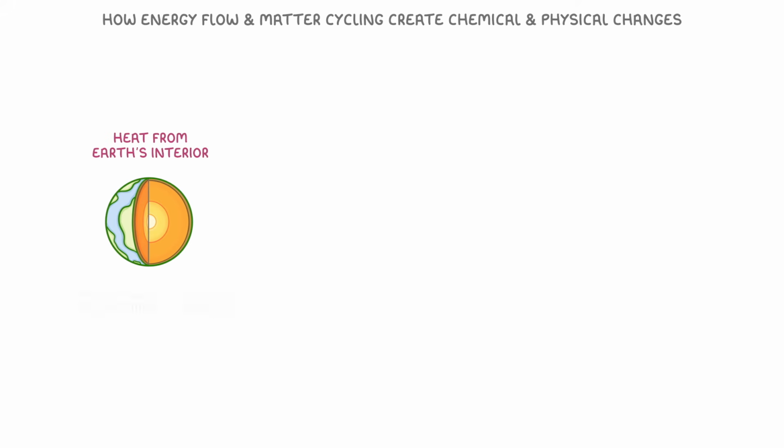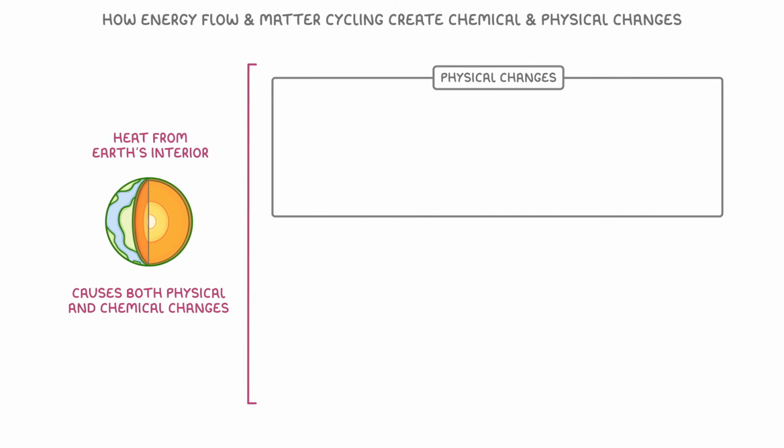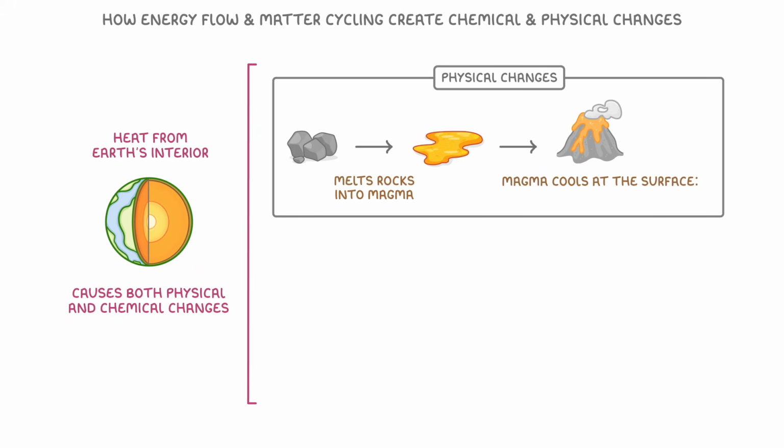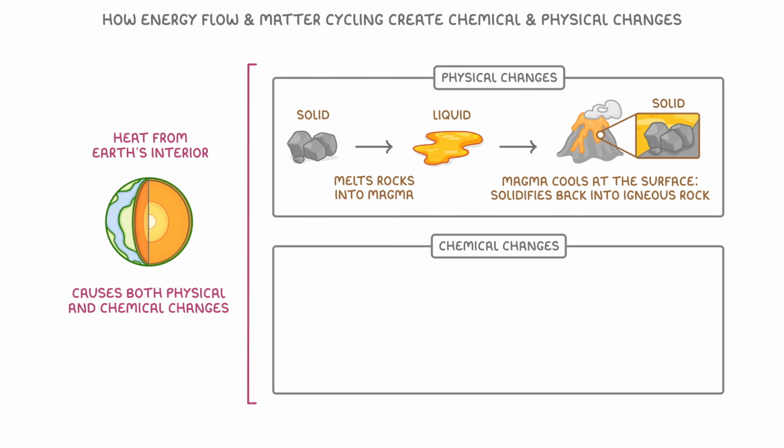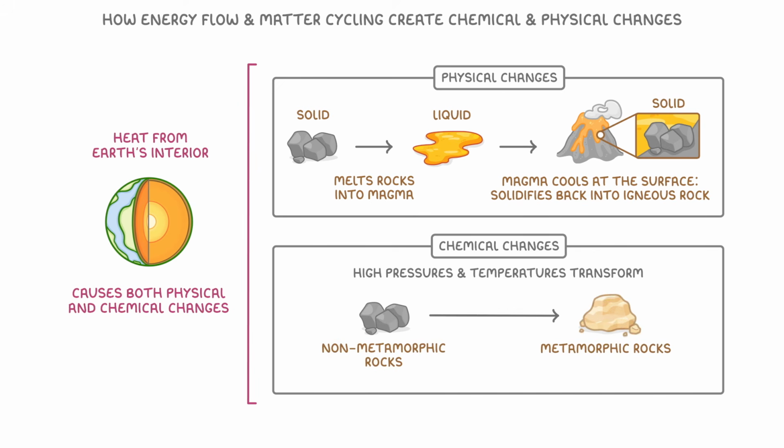Heat from Earth's interior also causes both physical and chemical changes. An example of a physical change caused by this heat is when it melts rock into magma. And when this magma cools at the surface, that is another physical change, as it solidifies back into igneous rock. It keeps the same chemical composition, and just changes between liquid and solid forms. On the other hand, the Earth's internal heat can cause chemical changes too, like when these high pressures and temperatures transform non-metamorphic rocks into metamorphic rocks, with different mineral compositions.